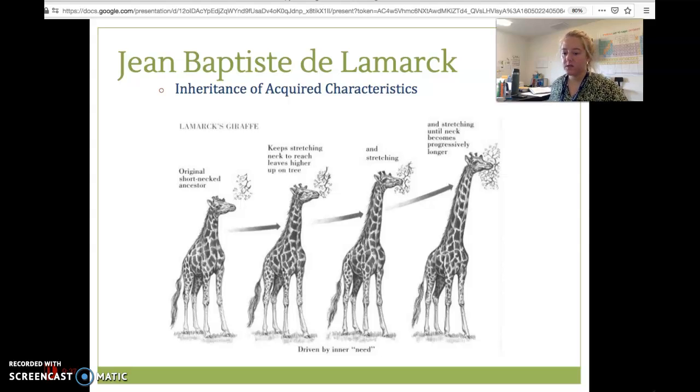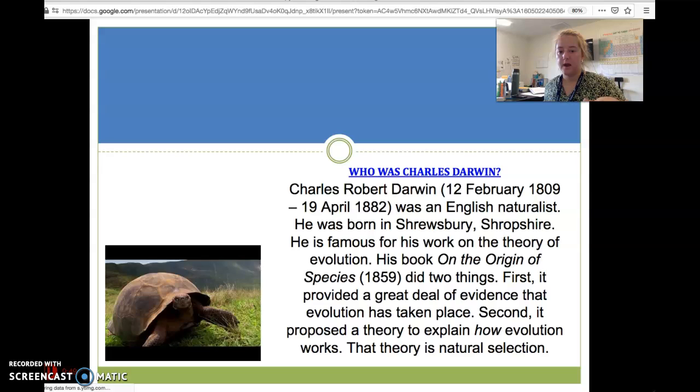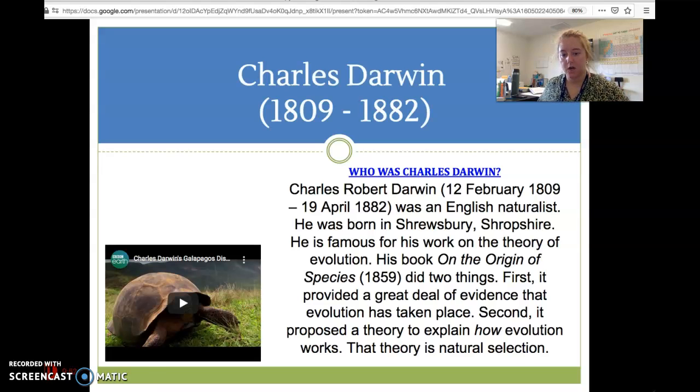And it goes along with what Darwin said, and it's very similar to our theory of natural selection, which Darwin coined. But because he didn't have the evidence to back it up, nobody really believed him. Now enter my man Charles Darwin. He was born in 1809 and died in 1889, and boy did he do a lot in those years.